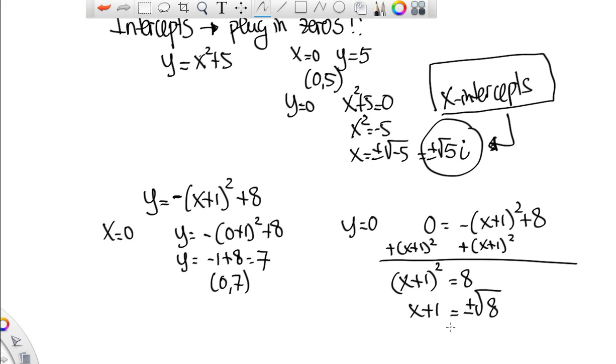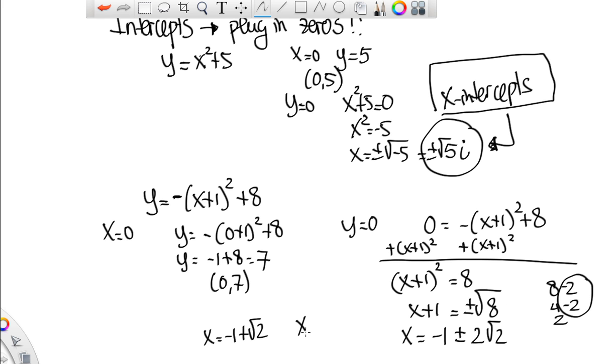So it's plus or minus. Don't forget the plus or minus. So the x-intercepts will be, so there are 2, negative 1, plus or minus, and then 8 breaks down, right? Some of you have seen this enough that you already know this, but 8 has a double 2 in it, so it's 2 square root of 2. So it has 2 x-intercepts. It has one x-intercept at a negative 1 plus the square root of 2, and it has one intercept at a negative 1 minus the square root of 2.